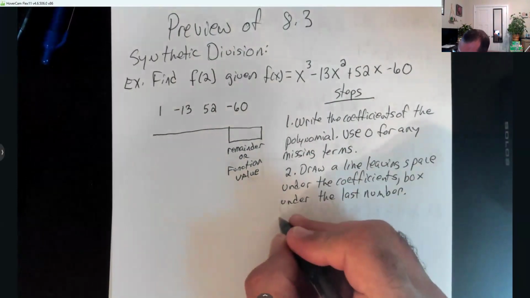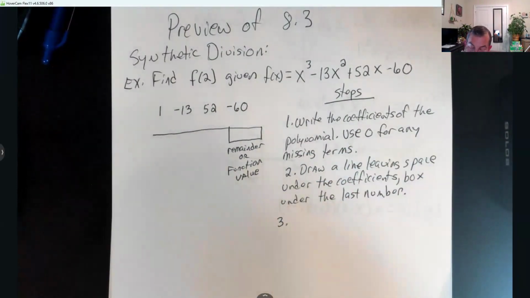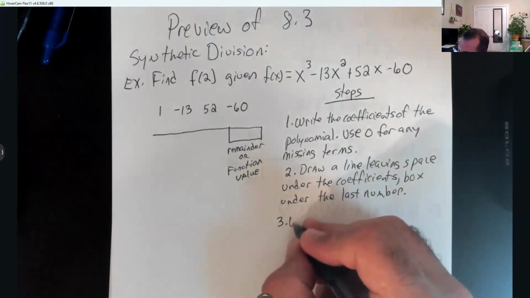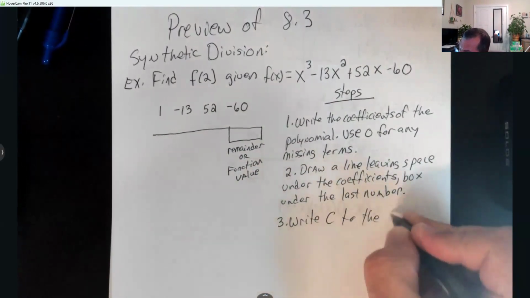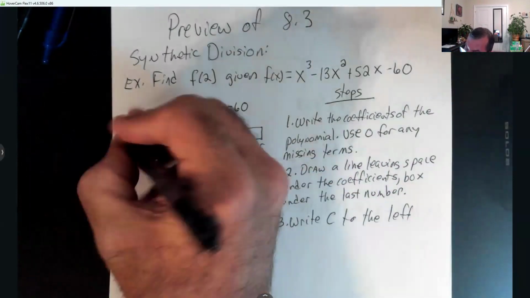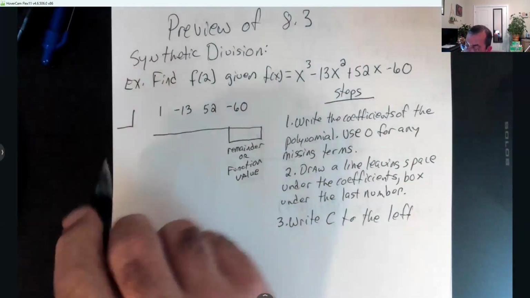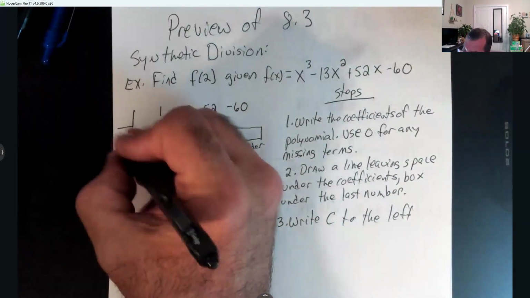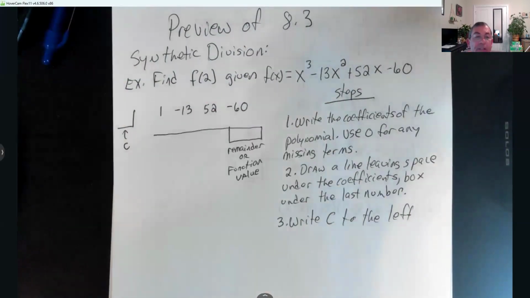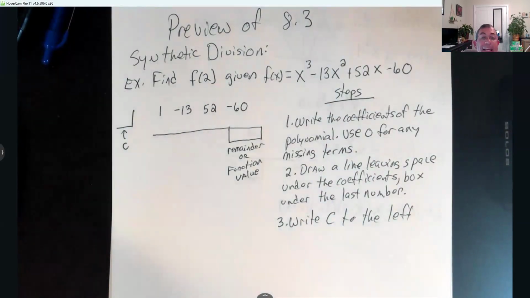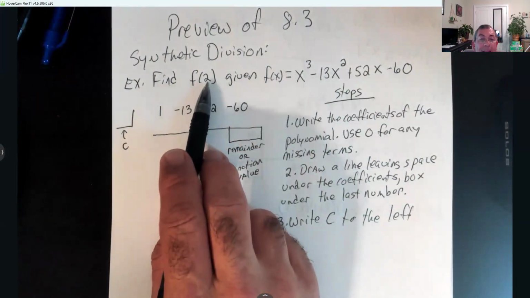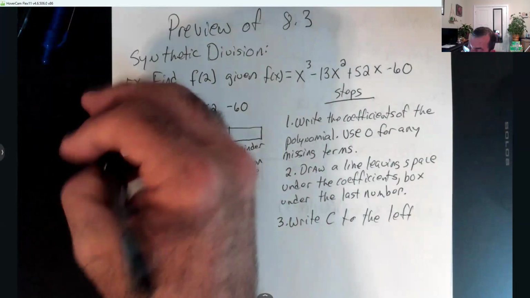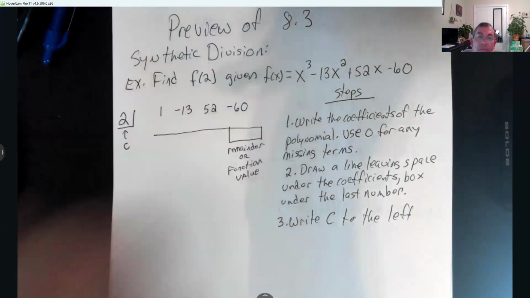All righty. Next, we're going to write C to the left. So over here, I make like a half a box, and this is where I put my C. When you're finding function values like this, C is equal to the number you're finding the function value of.